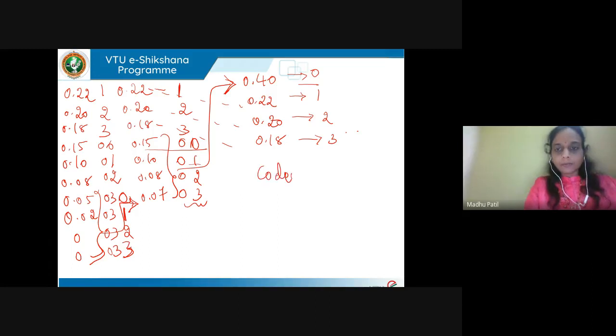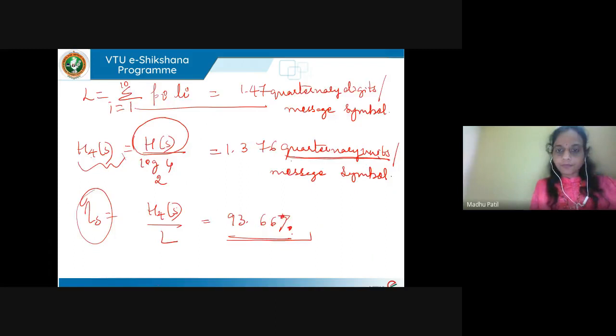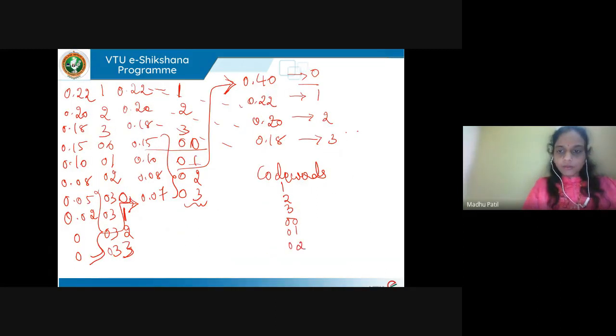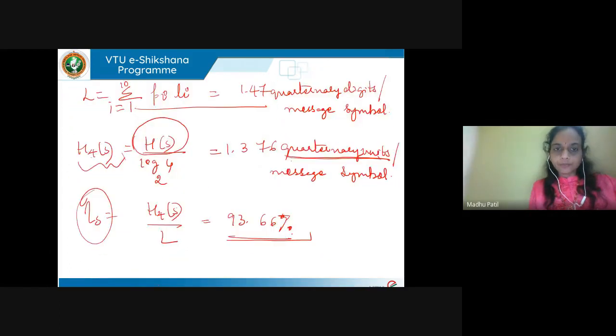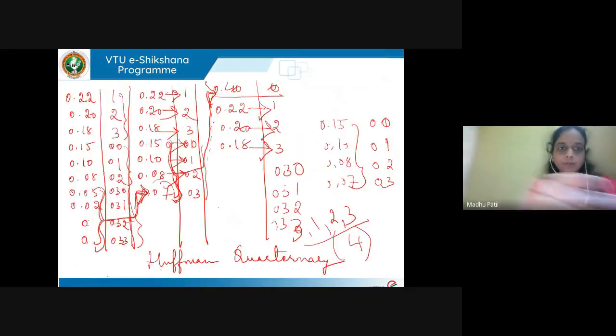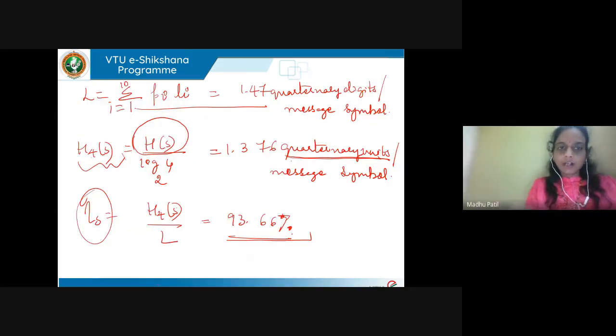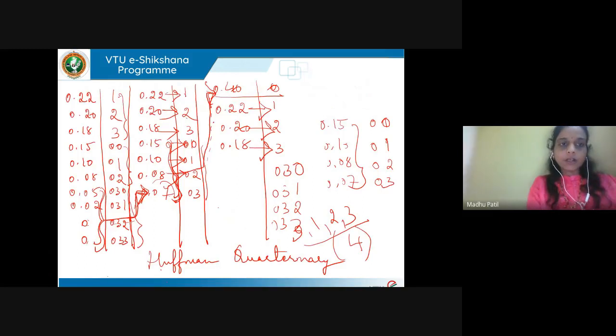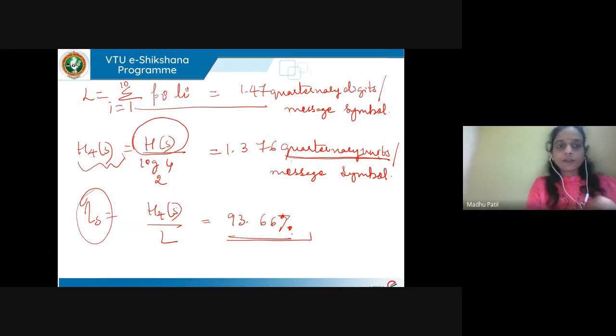So our final code words for the given probabilities are 1, 2, 3, this column 0, 0, 0, 1, 0, 2, 0, 0, 3, 1, 0, 3, 2, and 0, 3, 3. So if I want to find average length L, it will be 0.22 into its length. Then I should calculate 0.22 into 1, 0.20 into 1, PI into L, 0.15 into 2, 0.10 into 2, 0.08 into 2, 0.05 into 3, 0.02 into 3, and these two are zeros. So that gives me average length L.